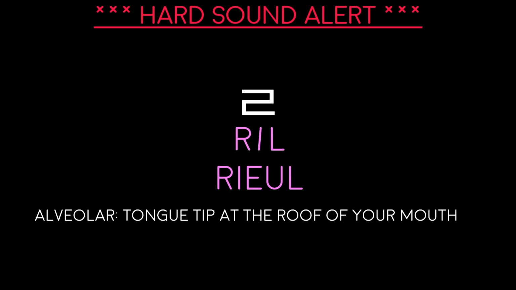So liul starts with an R and ends with an L. So you're going to start with making the R sound and then you're going to put an L on the end. So it'll be ul. And this is an alveolar, which means the last of the sound is going to be a tongue tip to the roof of your mouth. Practice it long and hard, and I promise you will get the hang of it.